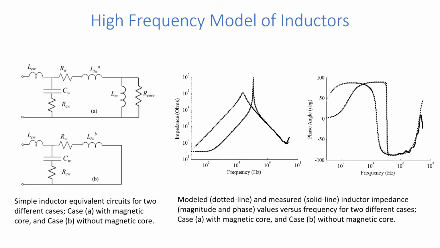The second observation is that the resonance bandwidth in case A is wider than the corresponding bandwidth in case B, which is the inherent impact of the magnetic core losses.